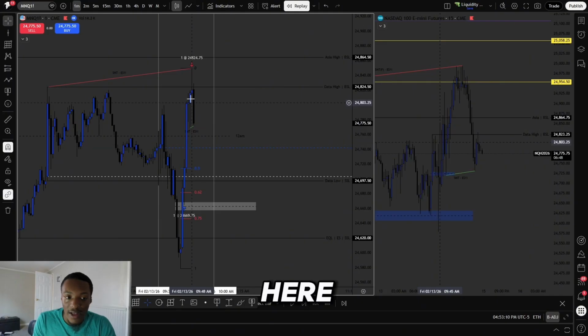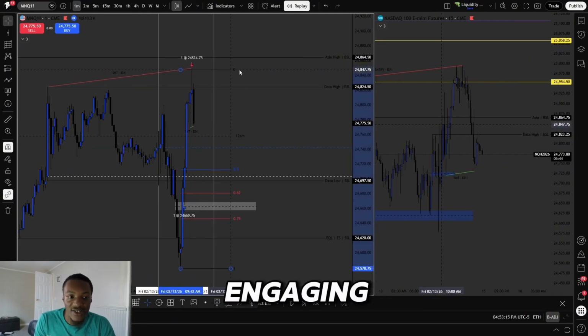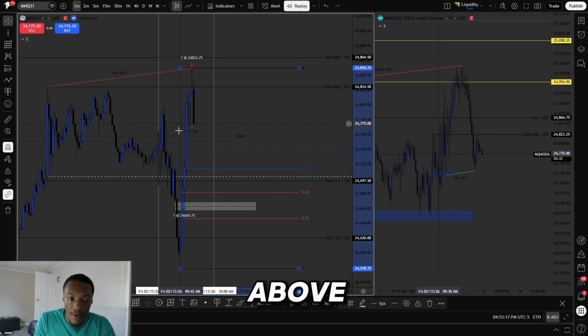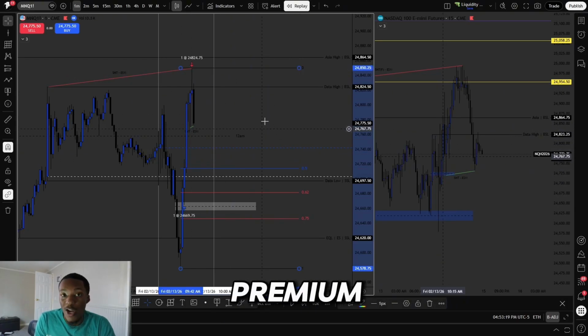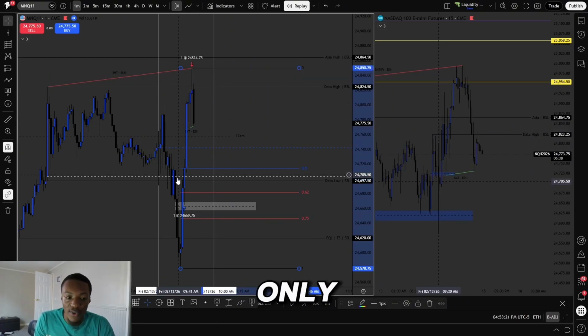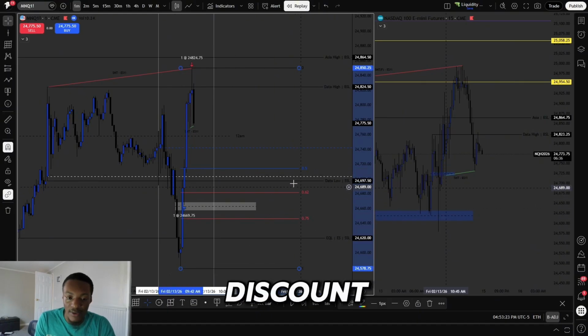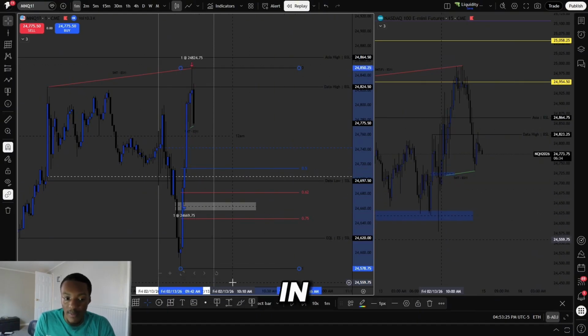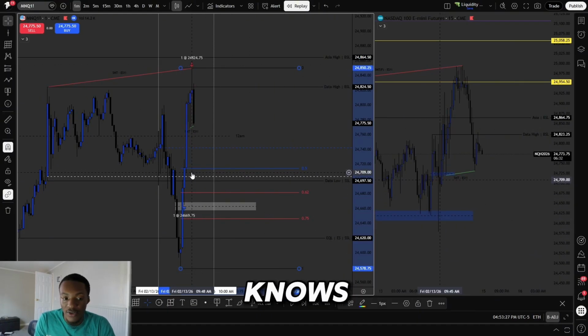So here, for smart money to align, getting in long here, smart money is not engaging in price action while we are above the 50% because we are in the premium of the range. Smart money is only engaging down here in the discount. The algorithm knows where the premium and the discount is. Smart money knows this as well.